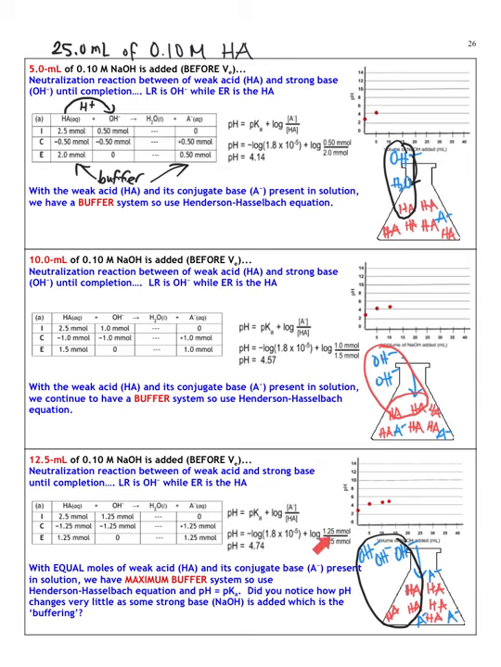1. The ratio of this conjugate base over weak acid is going to be 1. So I made it so that there was a perfect amount at halfway to the equivalence point. This is actually halfway to the equivalence point.